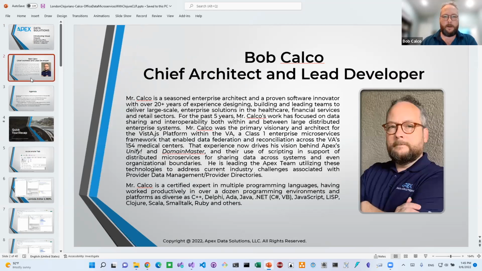So the Reader's Digest condensed version of that little bio for me is that I'm an experienced enterprise architect with a lot of passion for distributed systems and for programming languages, kind of a polyglot.